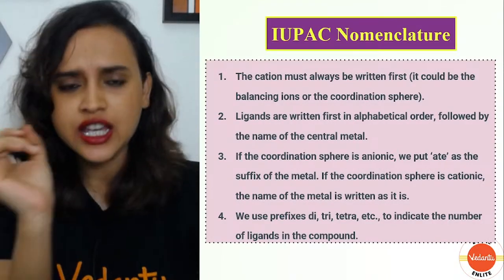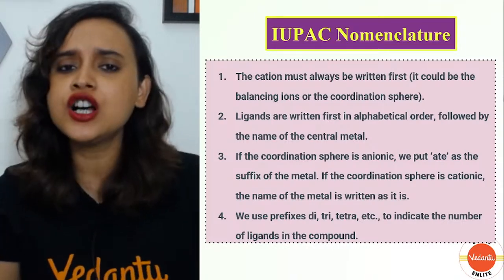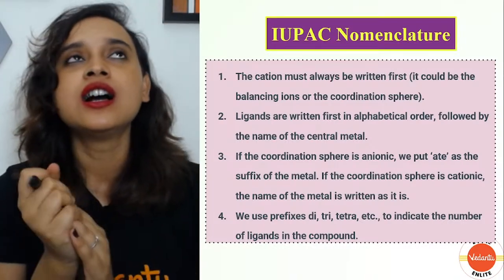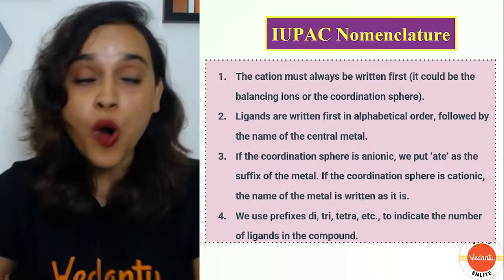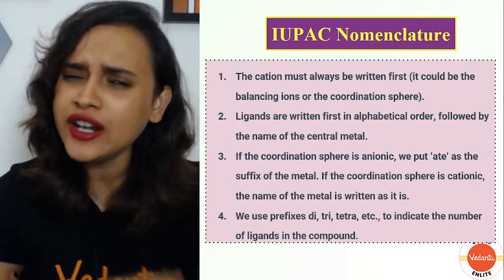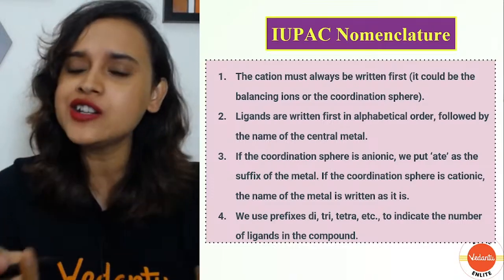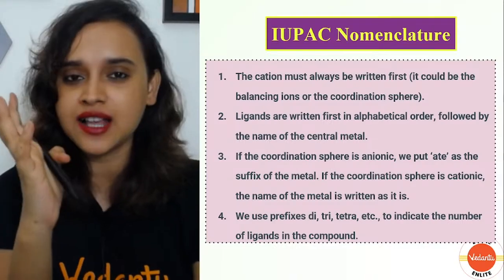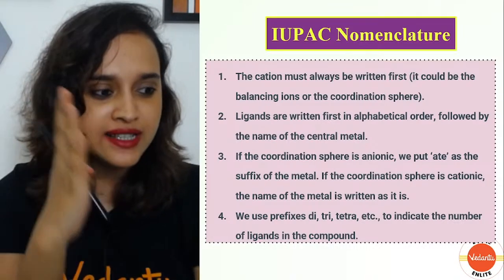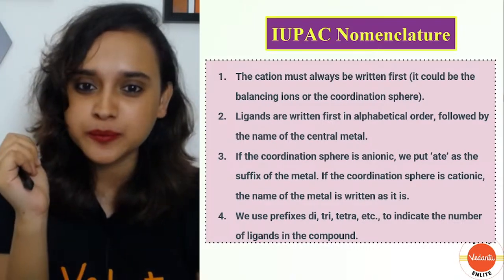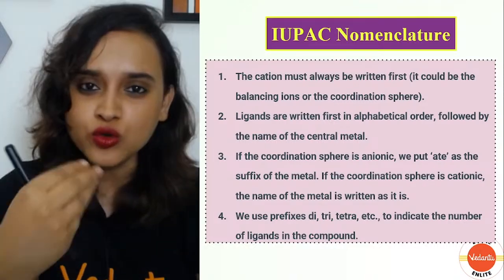Nomenclature is very easy. First rule, everyone. Let's say there is a compound NaCl. Why are we writing it as NaCl? Why not ClNa? In your lower grades, you have learned this. Tell me, why is it NaCl? What is the rule that we follow there?